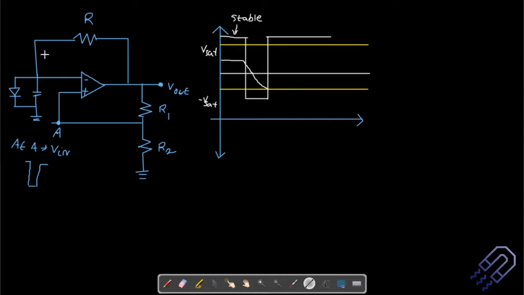And why does this happen? Because we are applying a trigger at, let's say, this particular point. So this is the point where we are applying a trigger. As soon as you apply a trigger, this happens. So this will represent a trigger, and this will represent the unstable state.